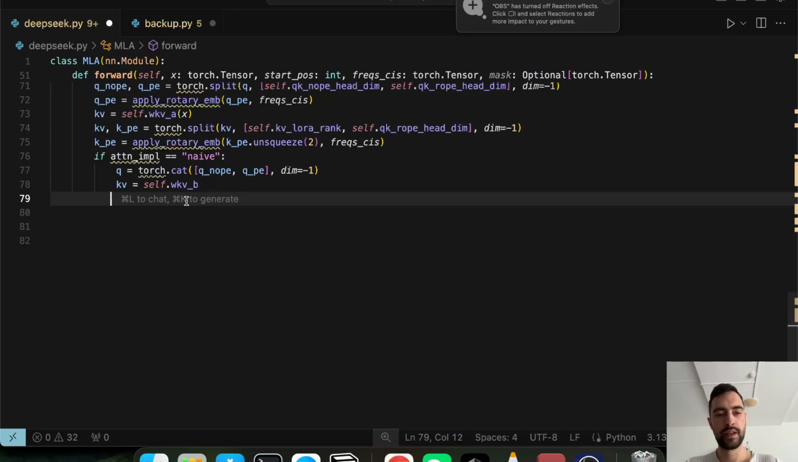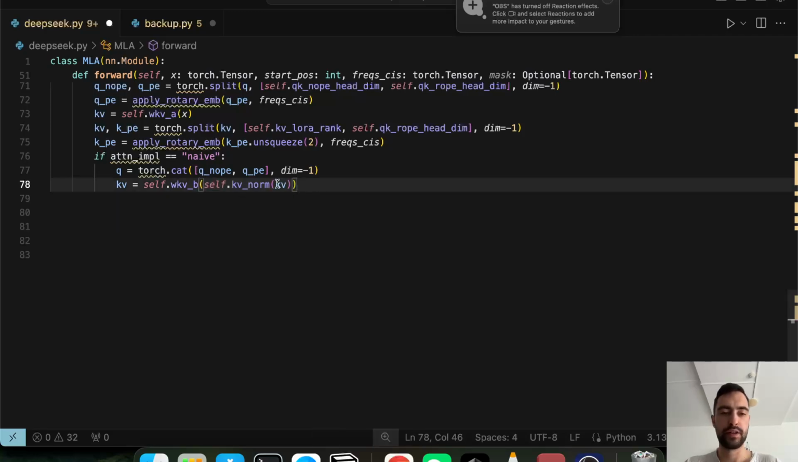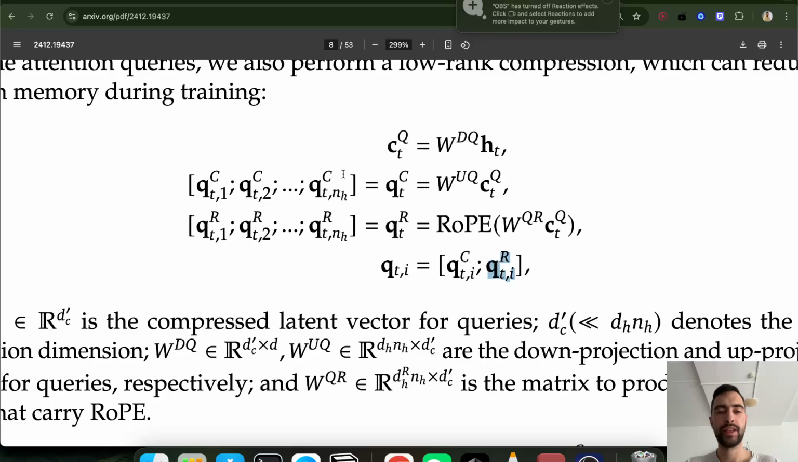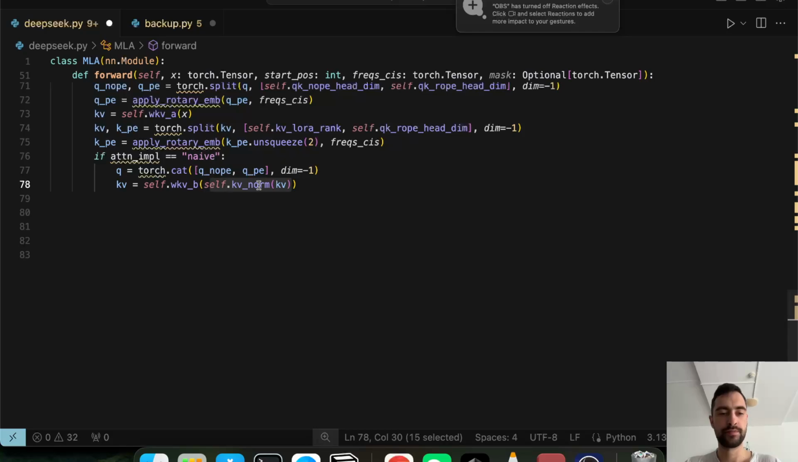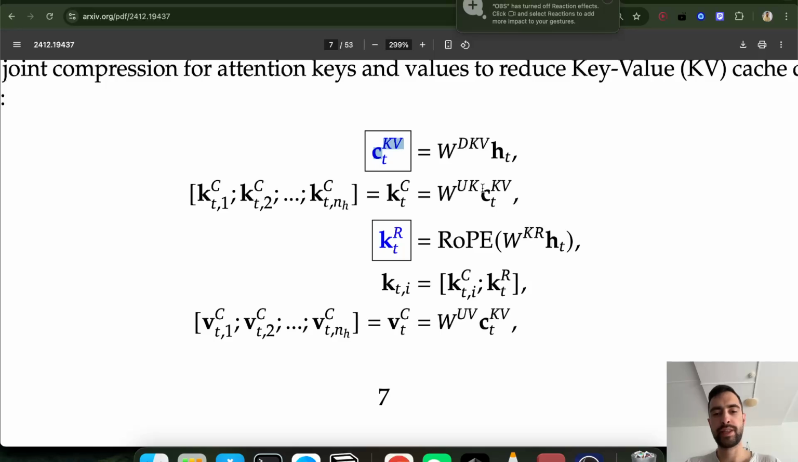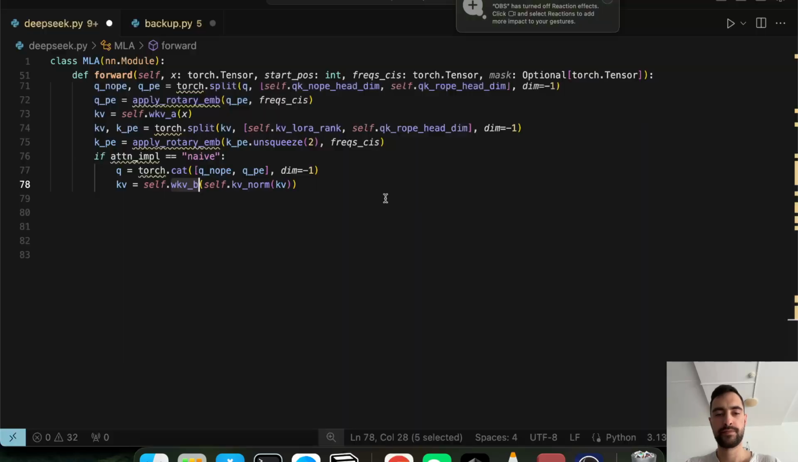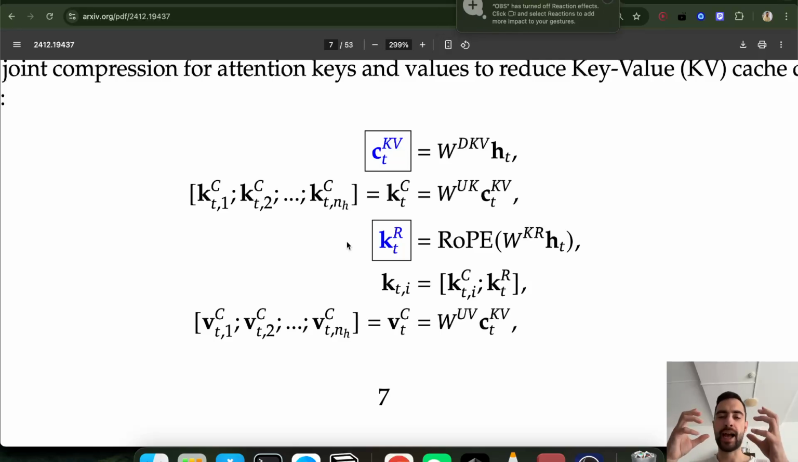Then for KV, we will pass this through, first through normalization. So we are passing this through normalization. No, this is Q. So this one through normalization. And then we are using this matrix, which is going to be this upscale. So we convert this latent space of KV into KV. Due to our shortcut hack, we combined this multiplication and this multiplication. So we combined this matrix and this matrix.